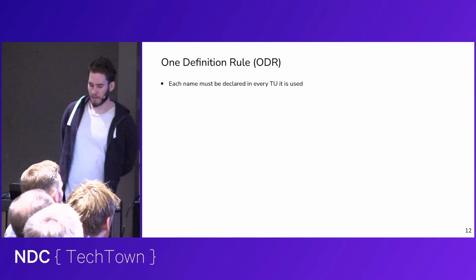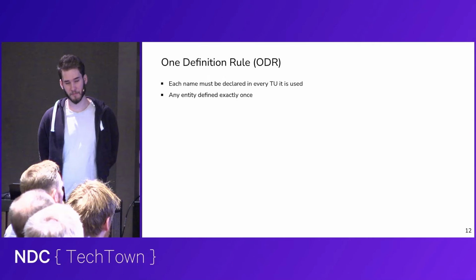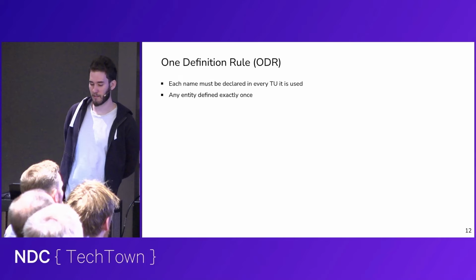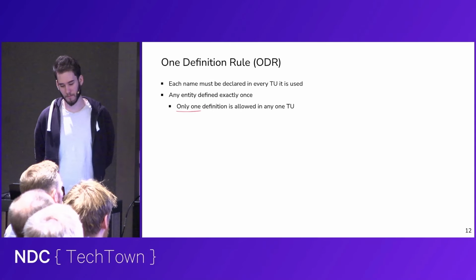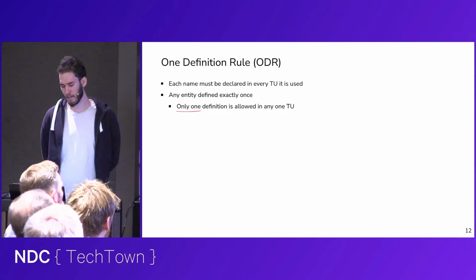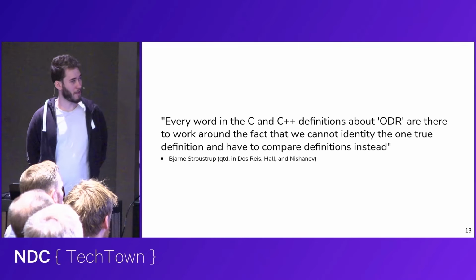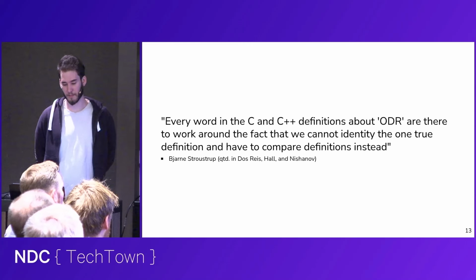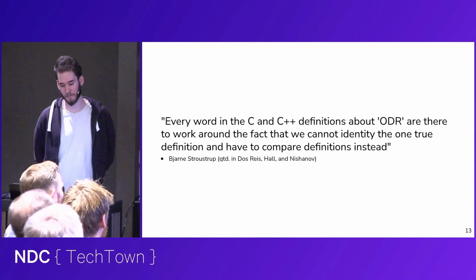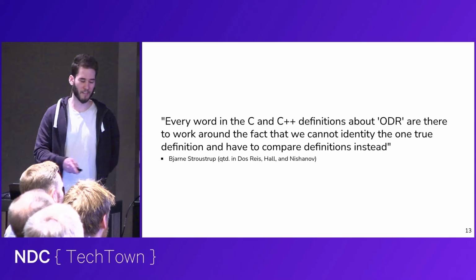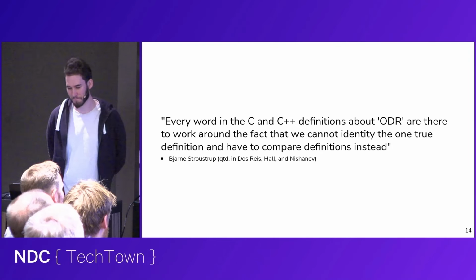We already know that each name must be declared in every translation unit that uses it, but any entity must be defined exactly once, and the corollary of this is that only one definition is allowed in only one translation unit. And, well, just to quote Bjarne, the creator of C++, every word in the C and C++ definitions about ODR is there to work around the fact that we cannot identify the one true definition and have to compare definitions instead. So I'm not going to stand here in front of you and try to give you one more definition to compare. I'm just going to try to give you an example.